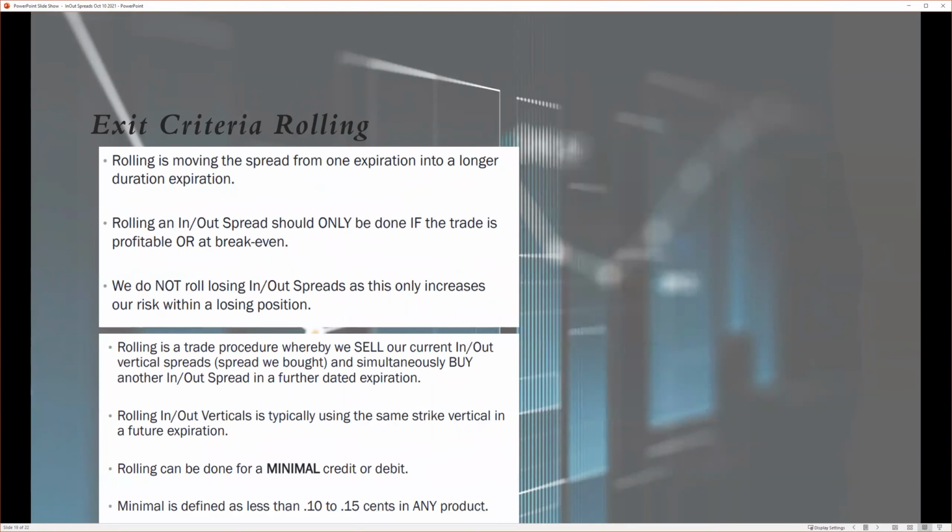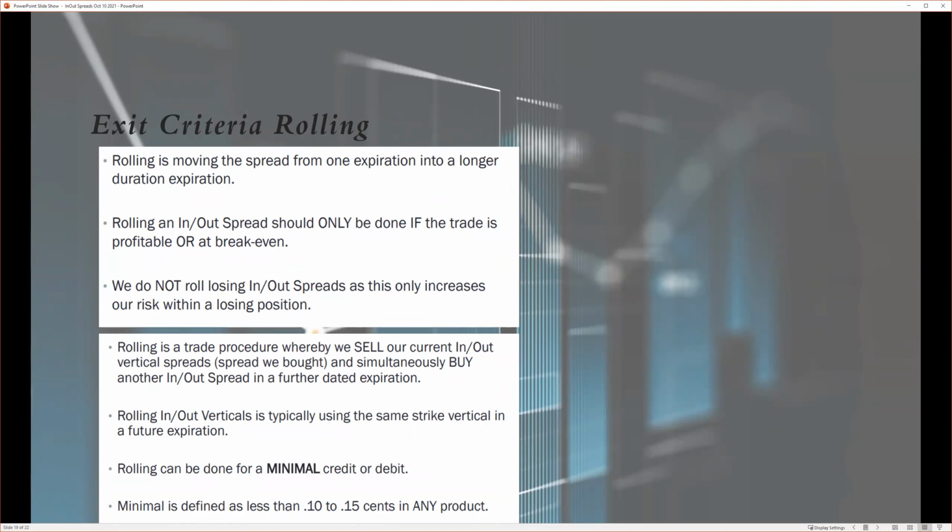Now we have a third option that is rolling. Rolling is moving the spreads from one expiration into a longer duration expiration. In this case, guys, in the spreads, we're not moving the spread in strikes. We're just moving the spread in time. If we have a spread that is almost break even, has 4 days till expiration, I can move it a little bit, 1, 2, 3 more weeks out, probably reduce the strike, but it has to make sense, right?